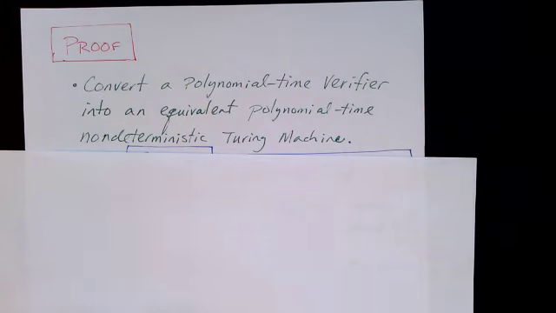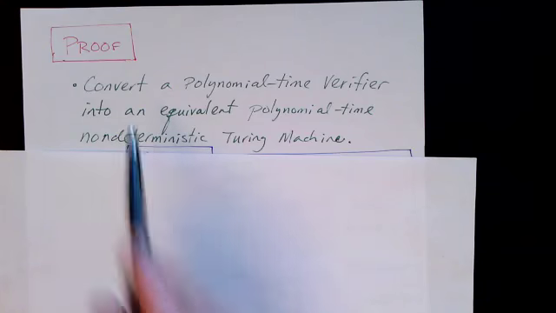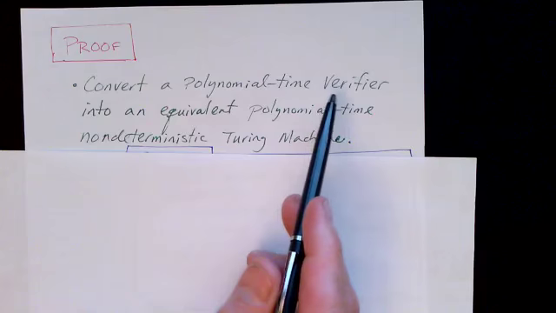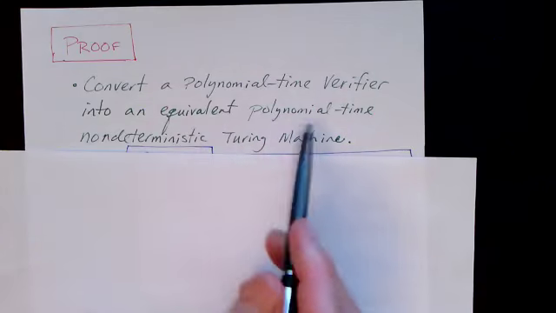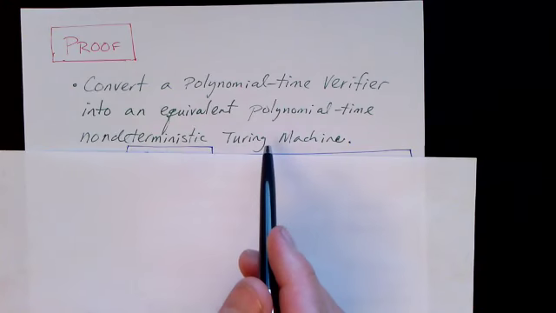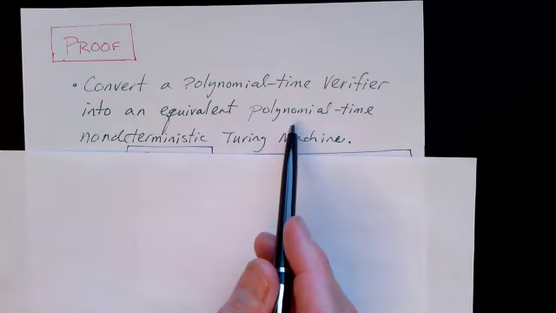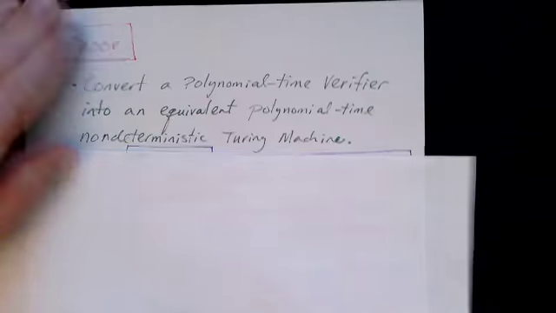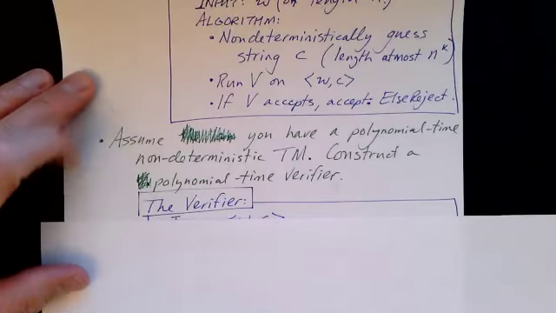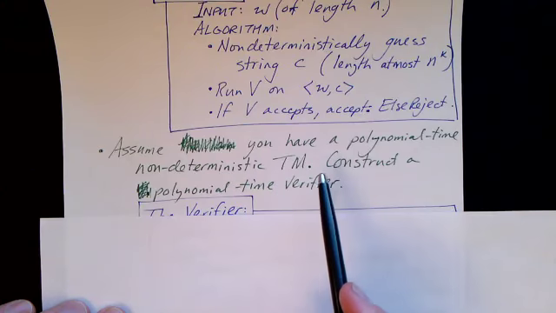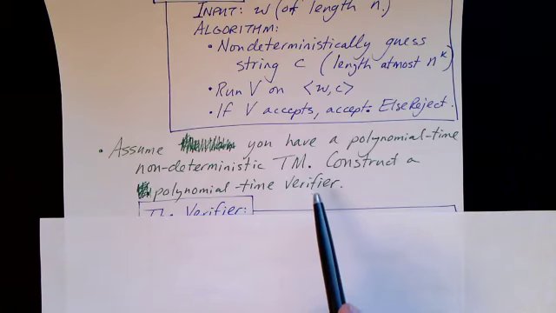And now for a proof that these two definitions of the class NP are equivalent. This was an if and only if theorem, so we need to prove two directions. So here's the first direction, and then next I'll show you the second direction. Given a polynomial time verifier, we need to show that there's an equivalent polynomial time non-deterministic Turing machine. So we need to give an algorithm for converting a polynomial time verifier into an equivalent polynomial time non-deterministic Turing machine. In the other direction, assume we have a polynomial time non-deterministic Turing machine, we need to show how to construct a polynomial time verifier.